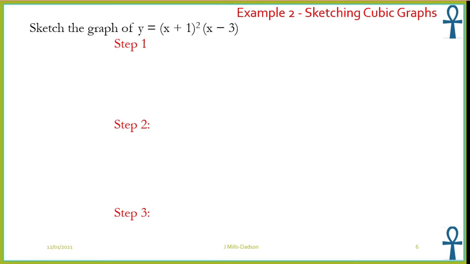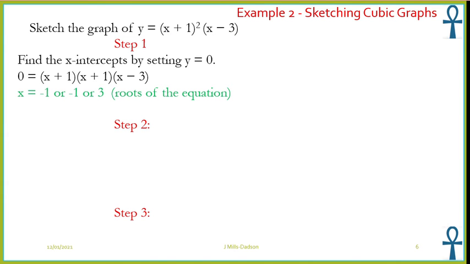So we have x plus 1 all squared, then x minus 3. Step 1, set y equals 0. What I've done is write x plus 1 all squared twice because it's squared. So you can see it's twice here. And when that happens, you're going to have what we call a repeated solution. X plus 1 will give us negative 1. X plus 1 will give us negative 1. X minus 3 will give us 3. So we call it a repeated solution.